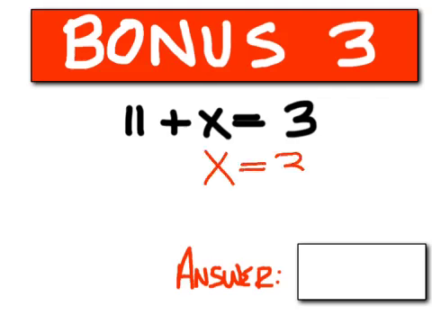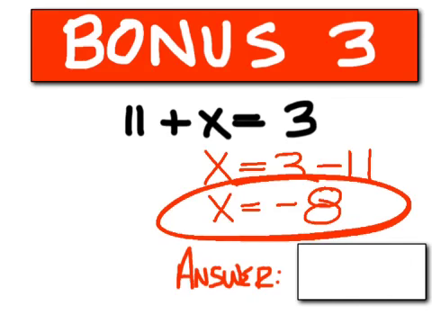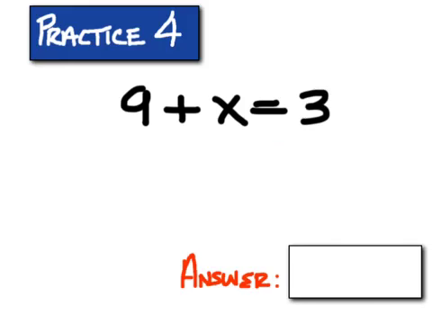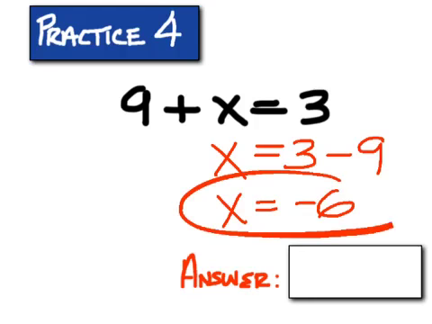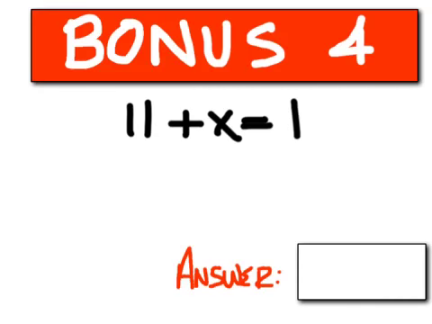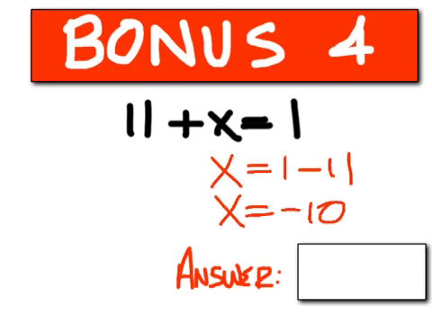You should have 3 minus 11 on the right side, which is a negative 8. On the practice, it should be 3 minus 9, which is a negative 6. On the bonus, you should have 1 minus 11, which is negative 10.